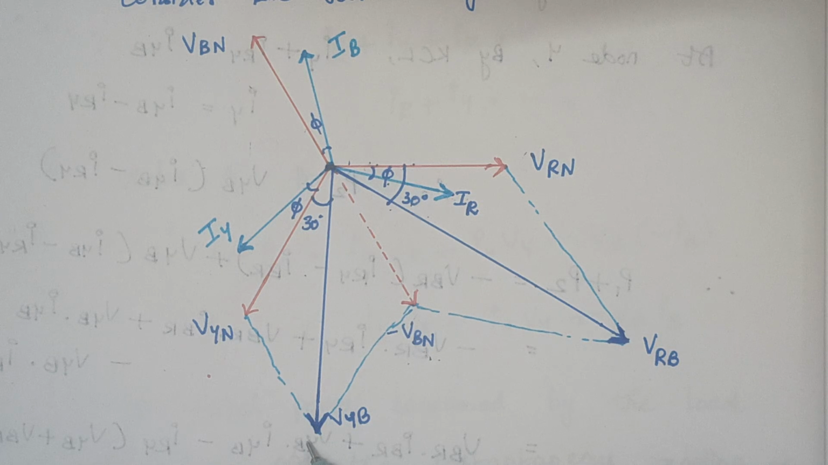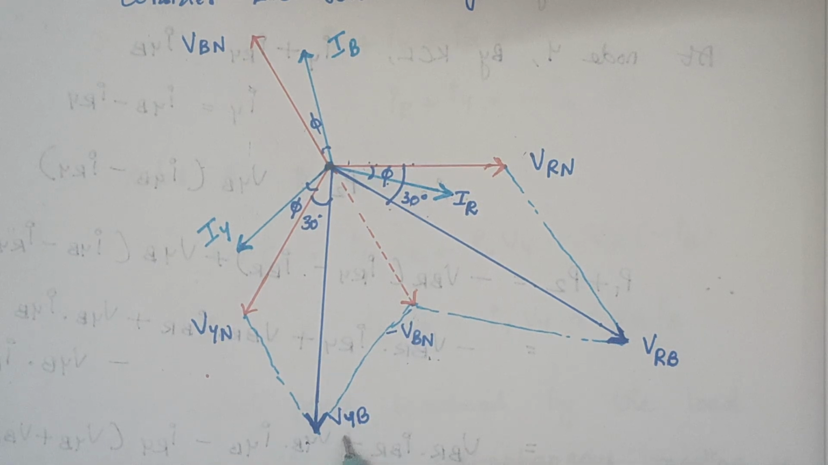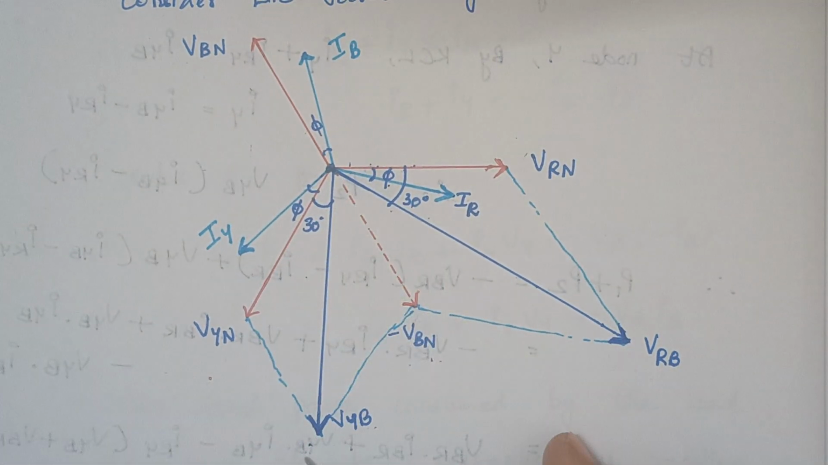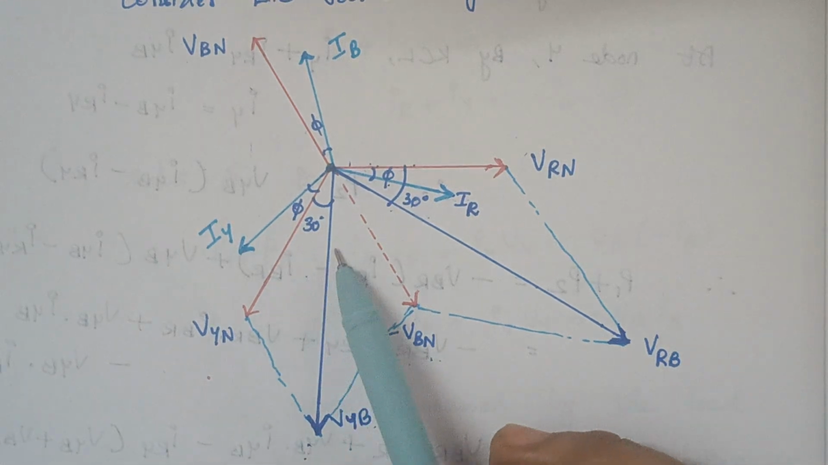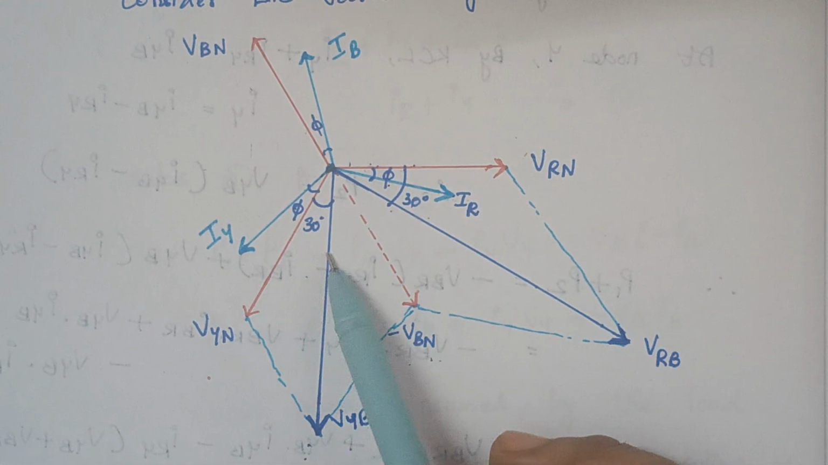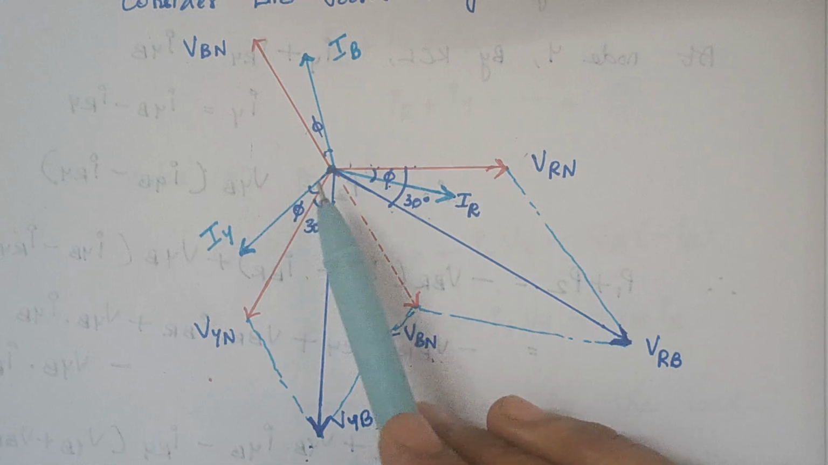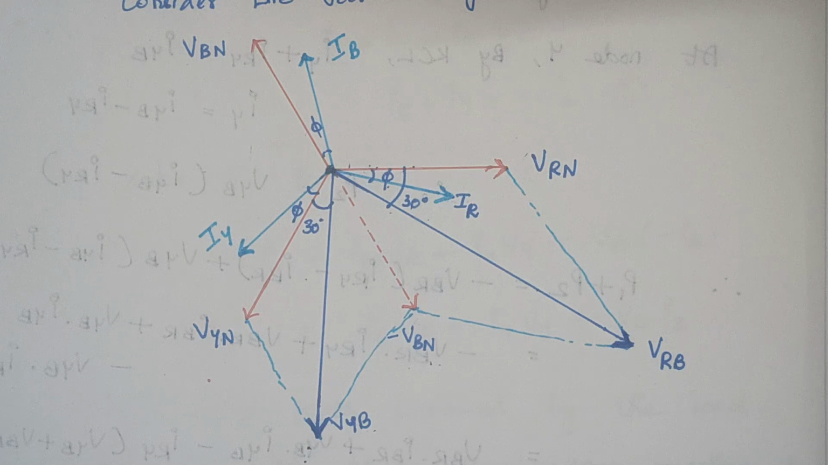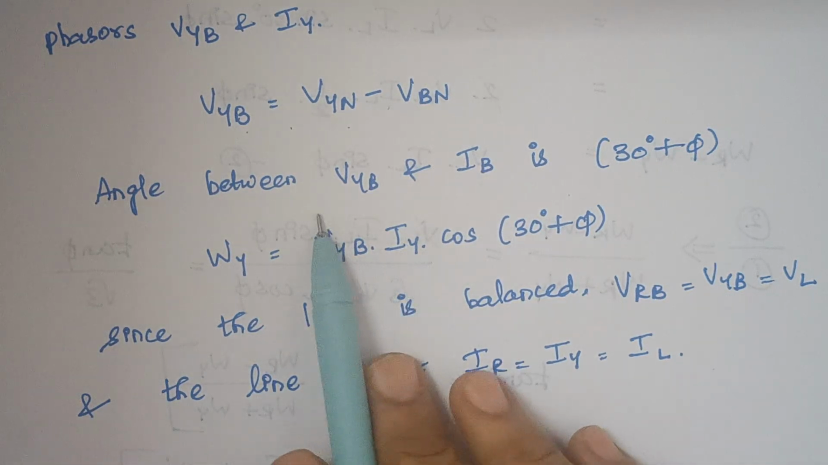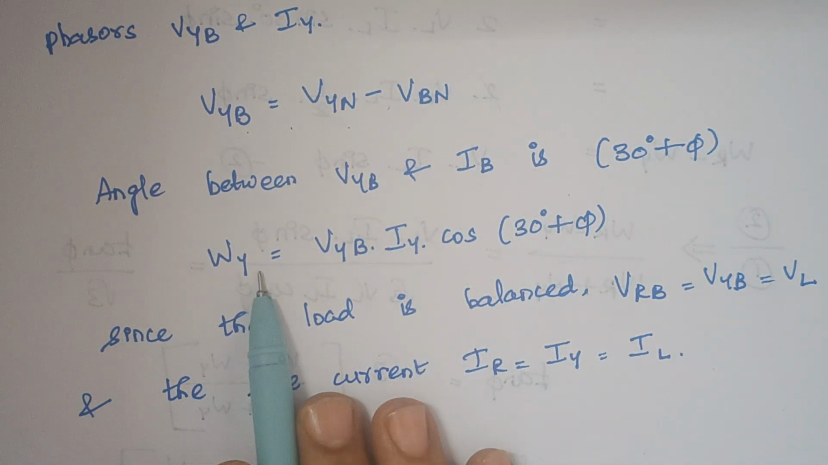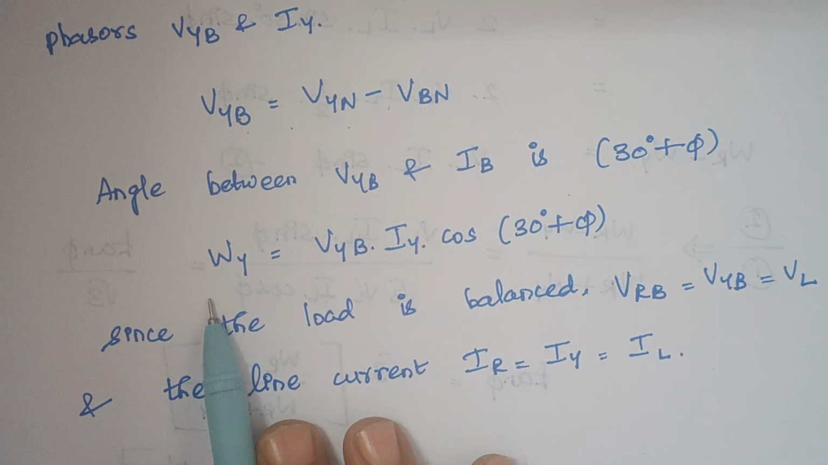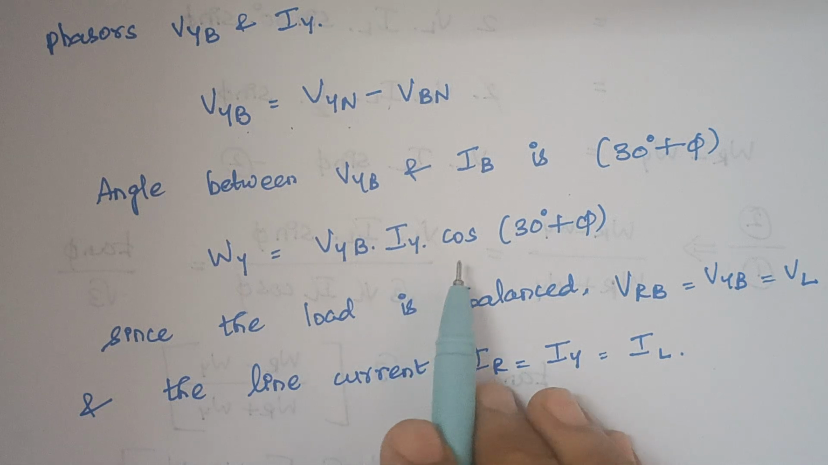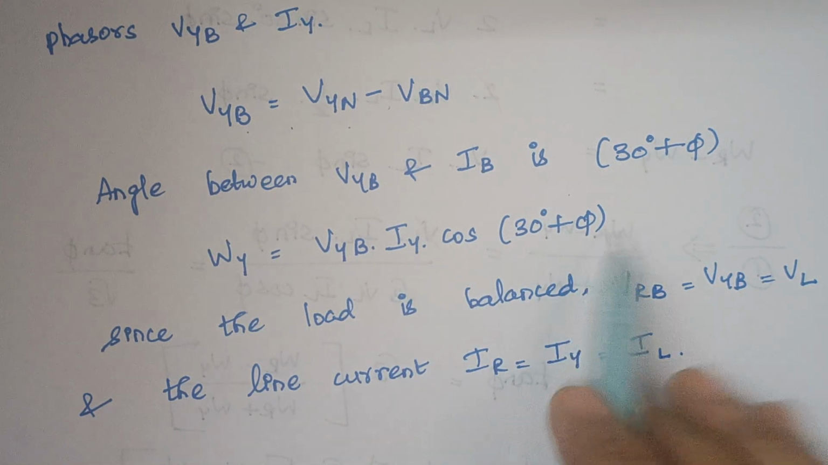And again we have to find the angle. The angle between VYB and IY, this is your IY and this is your VYB. What is the angle between these two? The angle between these two is nothing but the summation of phi and 30. Therefore the angle is 30 plus phi. So while writing the expression, the power measured by the wattmeter connected in the Y line is VYB into IY into cos of 30 plus phi.